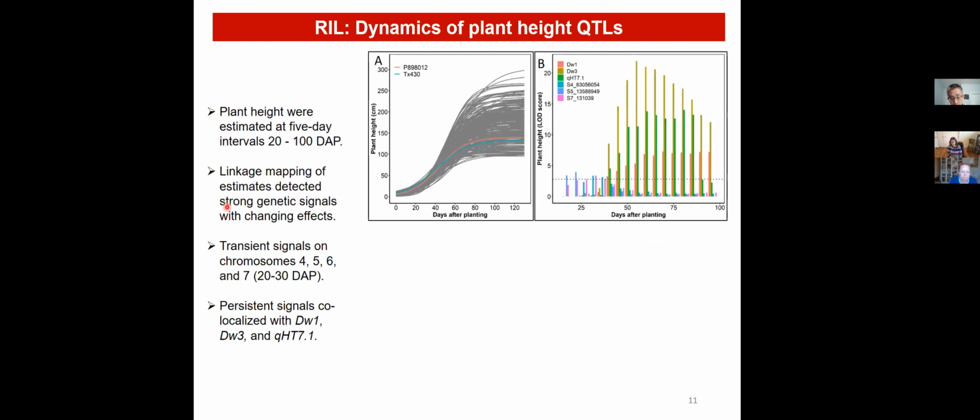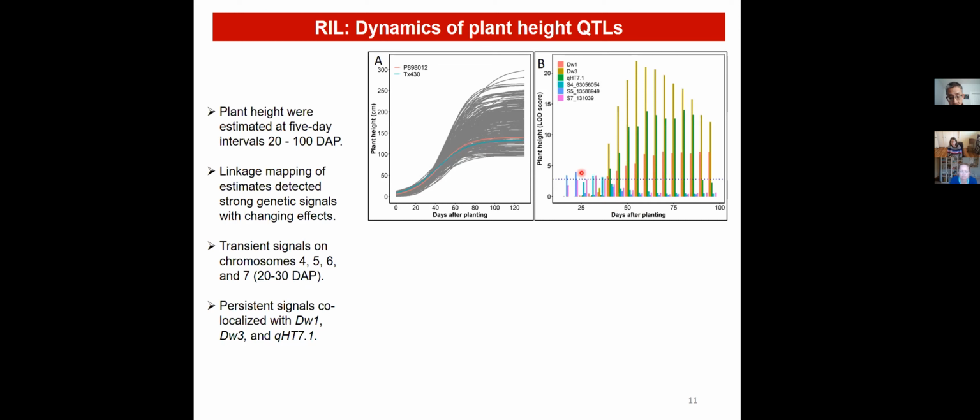So from the logistic function, we were now able to estimate plant height at 5-day intervals for each genotype, from 20 days after planting all the way to 100 days after planting. If you are able to see this figure, it might look a bit small, but panel B here. We used this model estimate for plant height and then conducted QTL mapping again throughout the season.